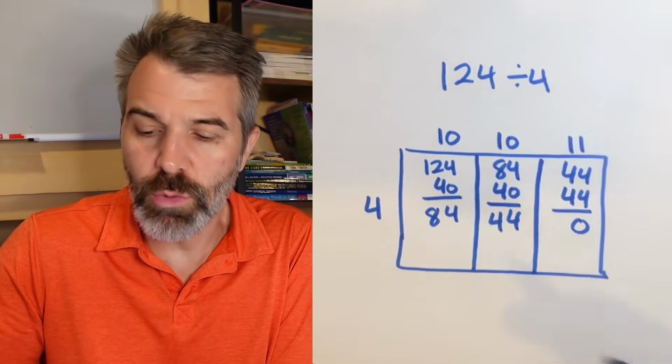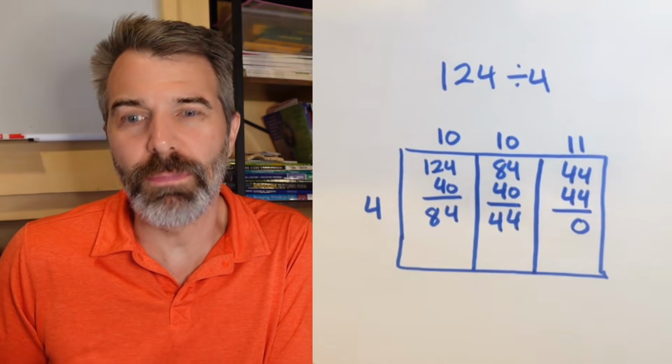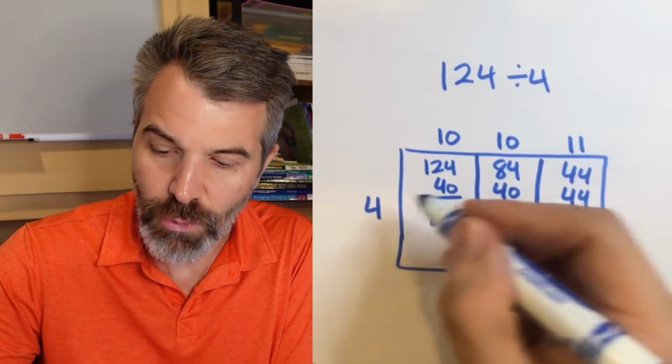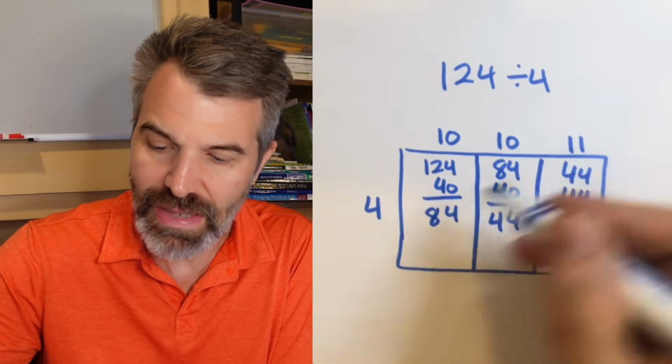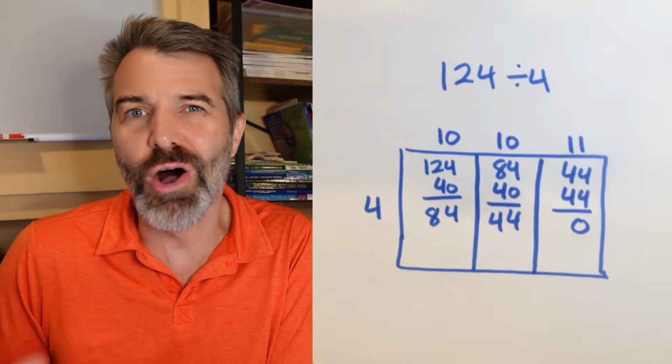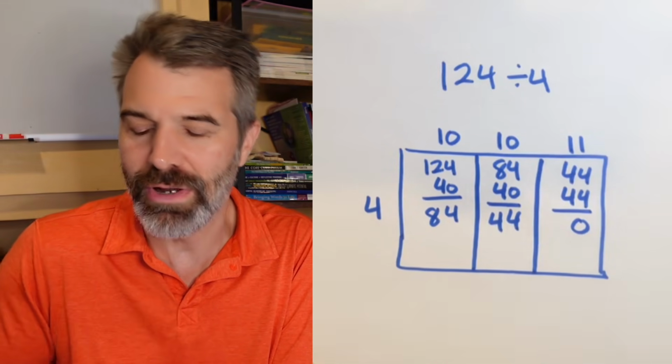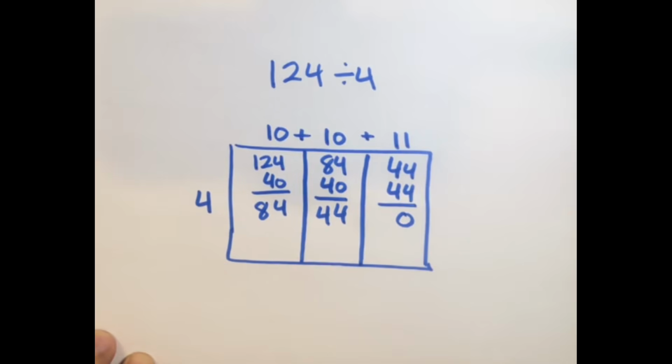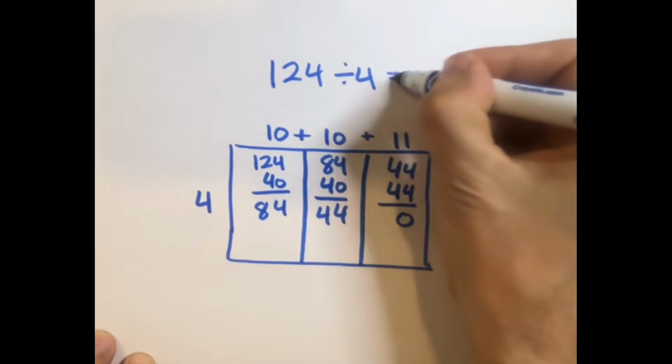So the partial quotients, or the chunks I broke this up into, I know that 10 times 4 is 40, 10 times 4 is 40, 11 times 4 is 44. Altogether, those add to 124. So I know that 124 divided by 4 is going to equal 31. But maybe we don't want to use that area model. We want to try another strategy.